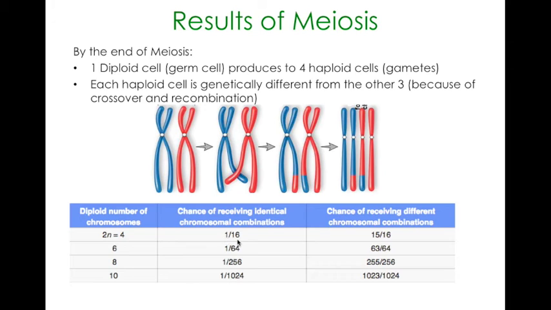There is only a 1 in 16 chance that you will be the same as your dad or your mom, in terms of the sperm and the egg, right? If you have 4 chromosomes, right? If you have 6, 2n equals 6, n equals 3, that means it is 1/4 to the power of 3, which is a 1 in 64 chance.